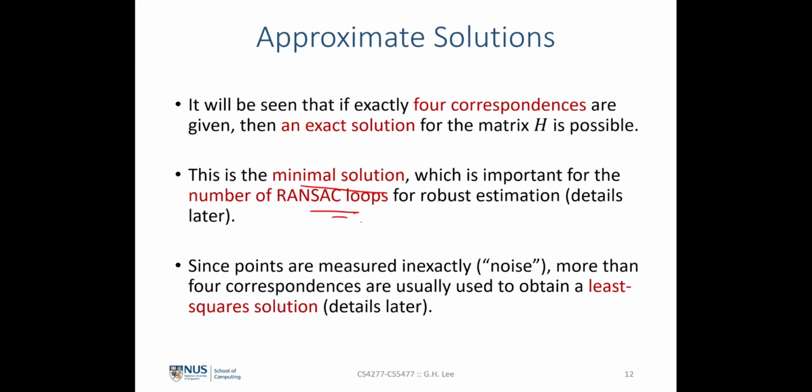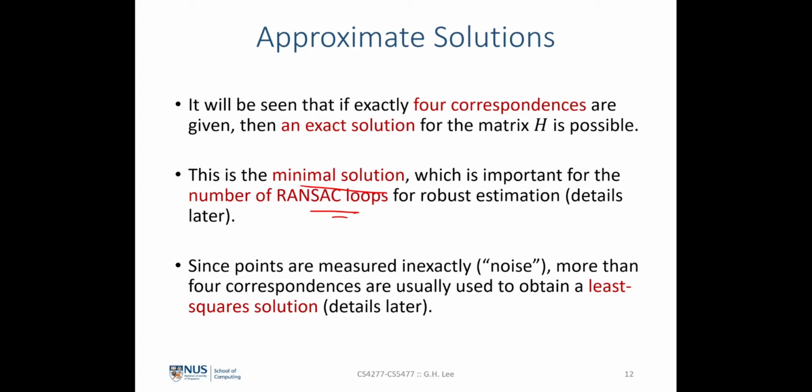We'll see that the more points, or correspondences, that we use in order to compute a certain entity, such as the homography matrix, the more the number of RANSAC loops needed for robust estimation will increase exponentially, and this is not good.